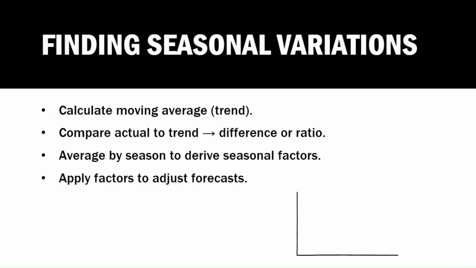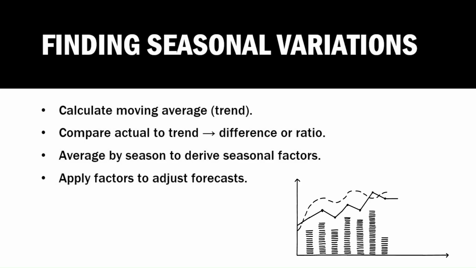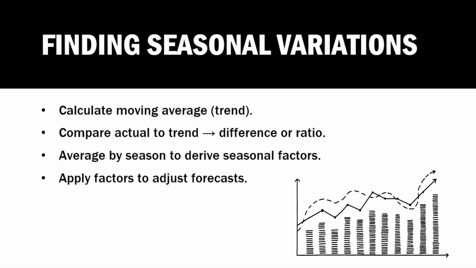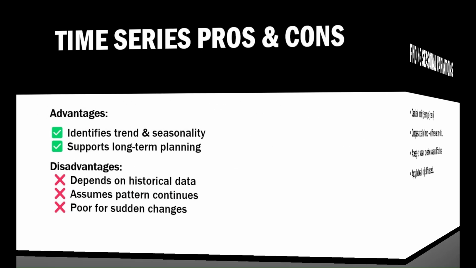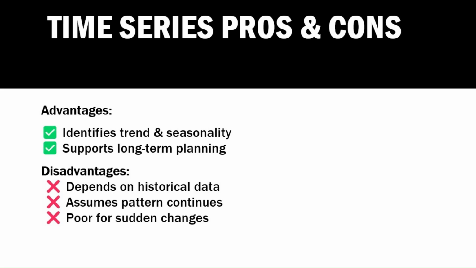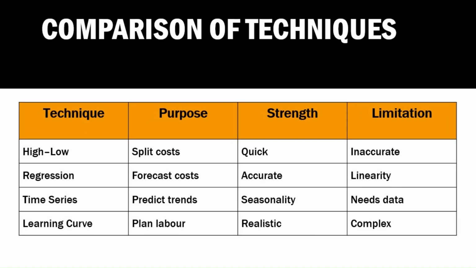Finding seasonal variations. To calculate seasonal factors, find the moving average for trend, compare actual values to that trend, average those ratios for each season, and apply them to future forecasts. Time series pros and cons. Advantages: reveals trends and seasonality for planning. Limitations: relies on historical data and assumes patterns continue, so sudden shifts can mislead forecasts.